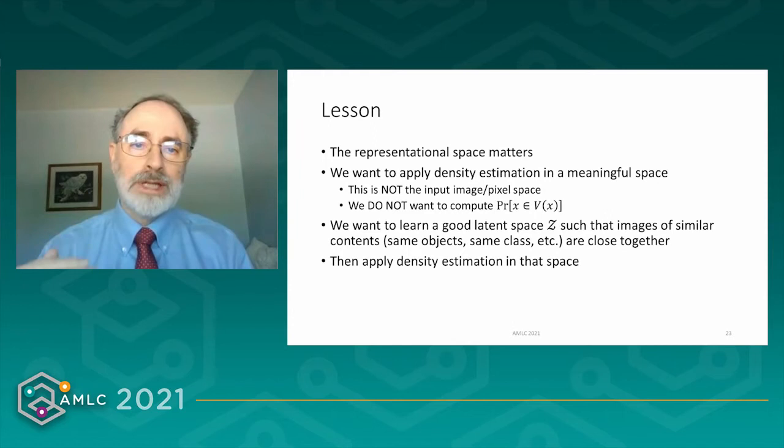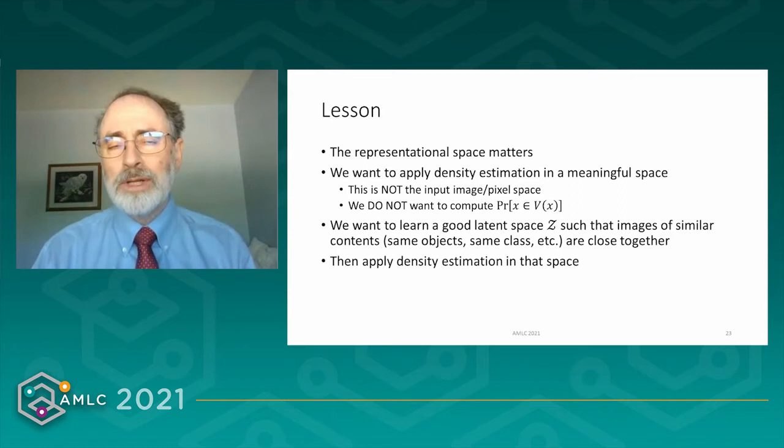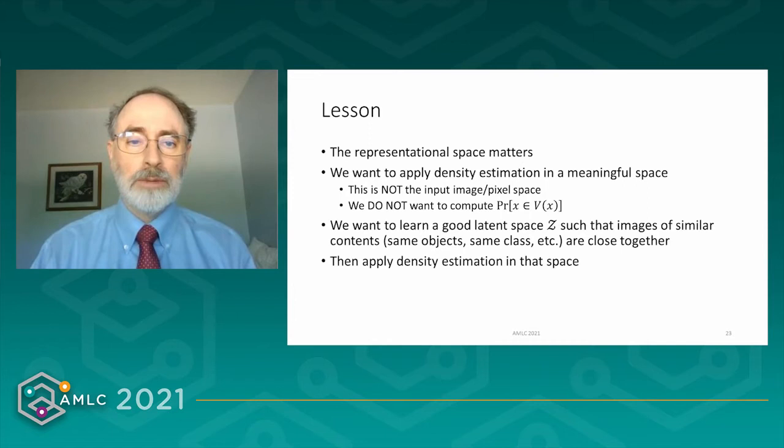The distance function that we're getting in that space is critically important. You really can't do density estimation without assuming some notion of distance. So we really want to do our density estimation in a meaningful space. And when we think about it, actually doing it in the pixel space of the original images doesn't make any sense at all. We know that's not the semantically interesting space. And of course, we want to avoid having to do integrations. So we want to learn a good latent space in which images of similar contents are close together, and so distance is sensible there. And then perhaps doing deep density estimation in that space would make sense, and people have had success with that approach.